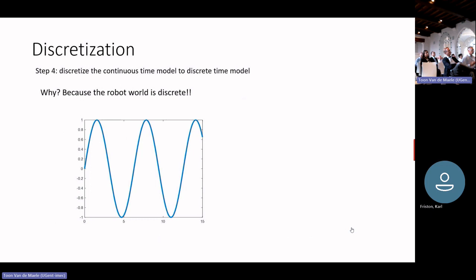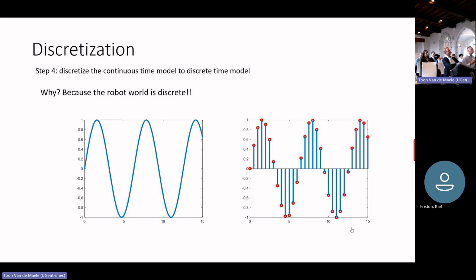Now, the next step is that everything that you saw is in the continuous domain. However, the robot world in reality is highly discrete. For example, these kinds of functions don't exist as such in the robot world. You always need to sample signals. For example, all your control inputs are also in discrete samples. So you really need to discretize a continuous time model. So there is a shift from a continuous time model into a discrete time model.